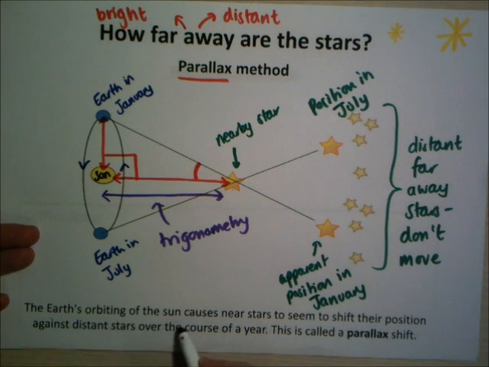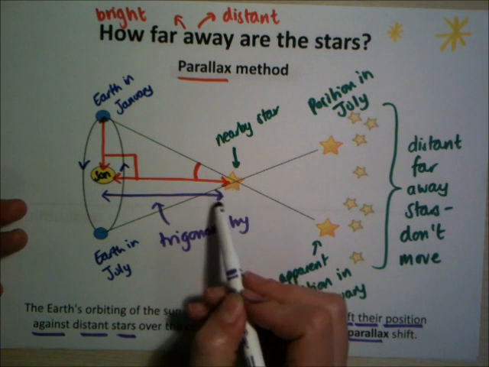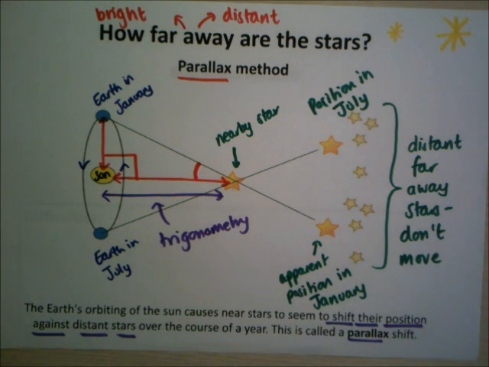So what you really need to know is this diagram and this. The Earth's orbiting of the Sun causes near stars to seem to shift their position, that's the most important thing, against distant stars over the course of the year. And this is called a parallax shift. Scientists can use this idea to work out about how far away this star is. And that's really useful because we know how far away our closest stars are.